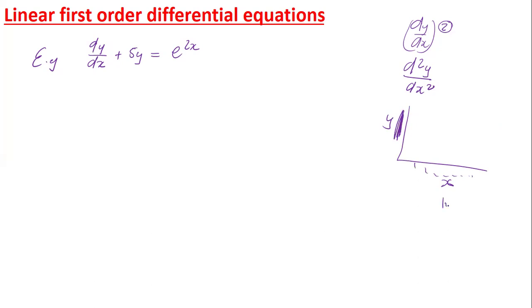So x is independent because I change the values of x, and then I measure or read the values of y. So y depends on x. We say y is dependent because it depends on x, and we say x is independent. It depends on itself.